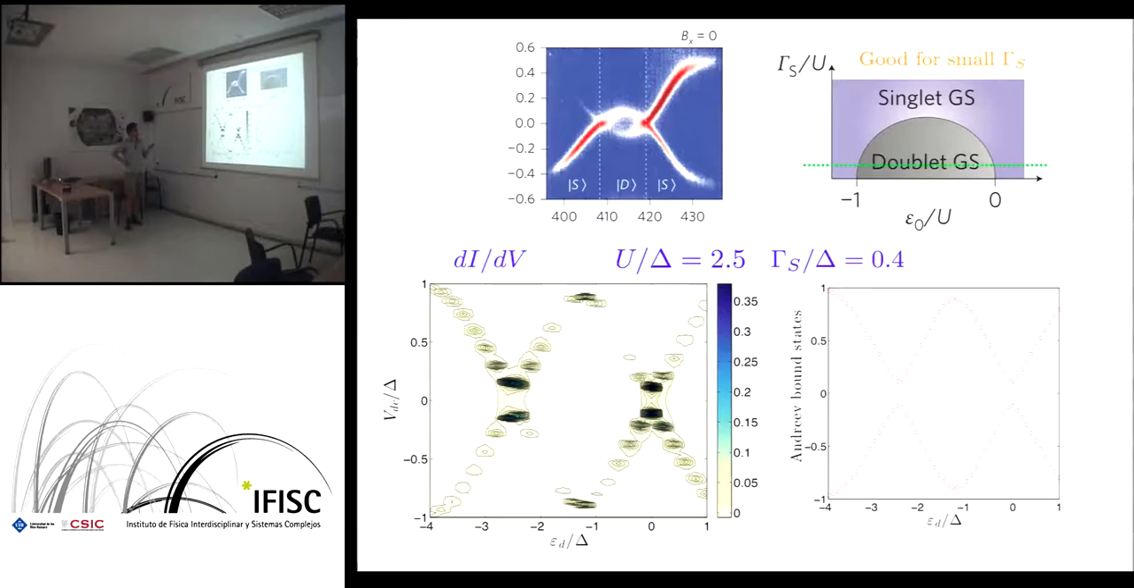Now let us compare our result with experiment. We focus on the small gamma regime. We don't apply any magnetic field. So in the phase diagram, we are in this region. Then we calculate the differential conductance as a function of gate voltage. You can see this picture is very similar to this one.